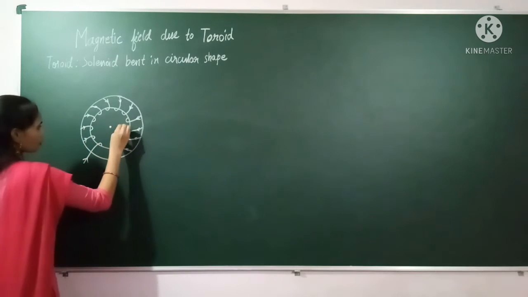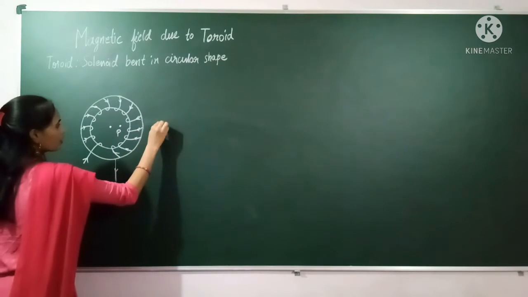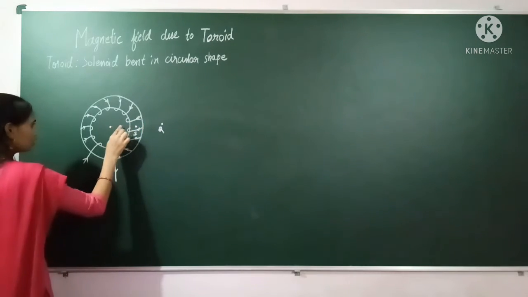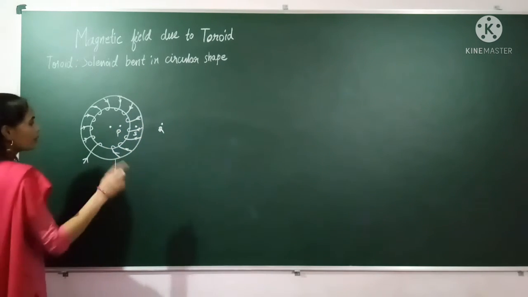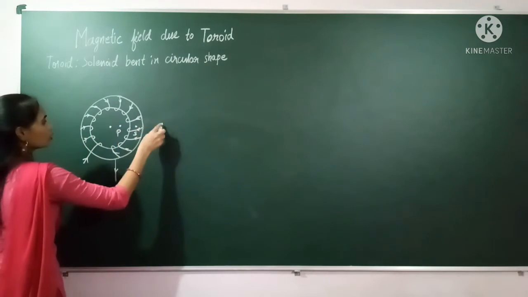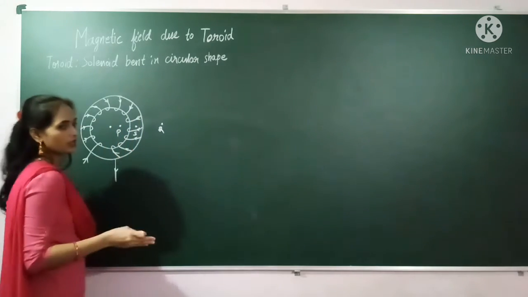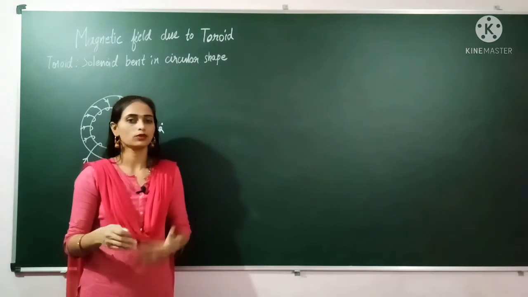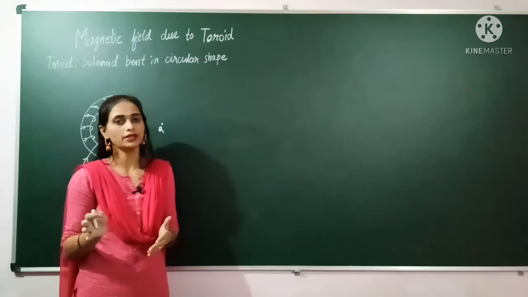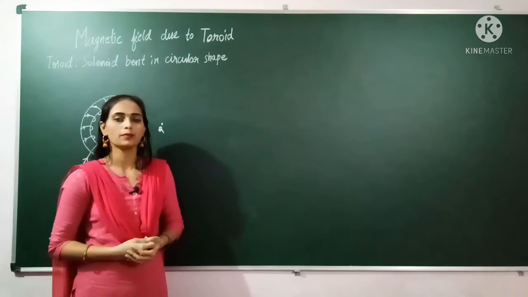Next we will take point P here. This is our point P, this is our point Q, and this is our point S. At these three points we want to calculate the magnetic field. P is the center of the toroid, S is inside the toroid, and Q is outside the toroid. To find the magnetic field using Ampere's circuital law, we draw one closed loop passing through the point where we want to calculate the magnetic field, and then we apply Ampere's circuital law.